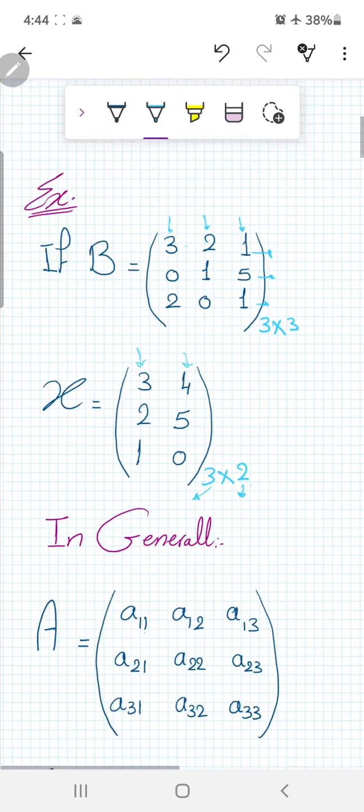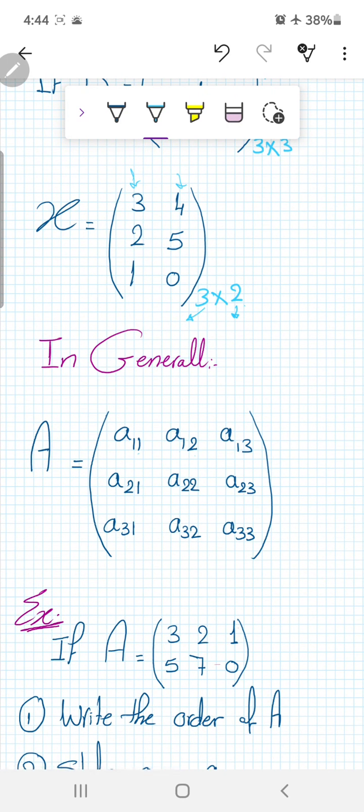In general, for any matrix, we have A equals A11. What's the meaning of A11? The location of this element is in the first row and first column. Here A12: this element is in the first row and second column. A13: this element is in the first row and the third column, and so on.